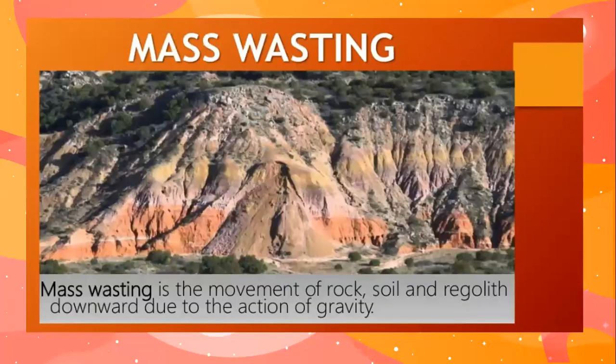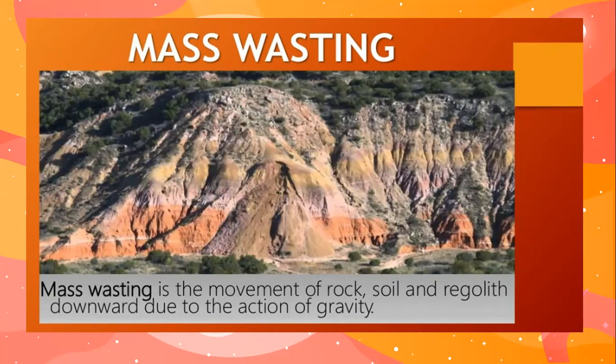Cementation. Now we have mass wasting. Mass wasting is sometimes called the erosion by land. What is the difference? Mass wasting is the movement of rocks, soil, and regolith downward due to the action of gravity. From the word itself, mass, meaning many. So these are very big transportations of eroded materials. This is much bigger than erosion. We are sometimes confused about this one.